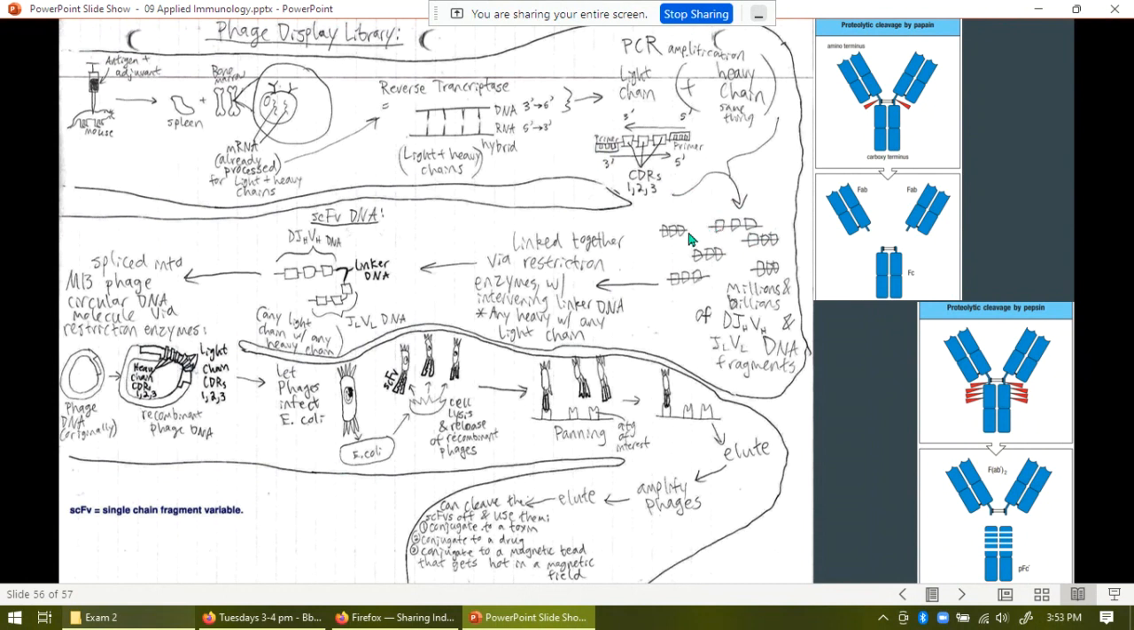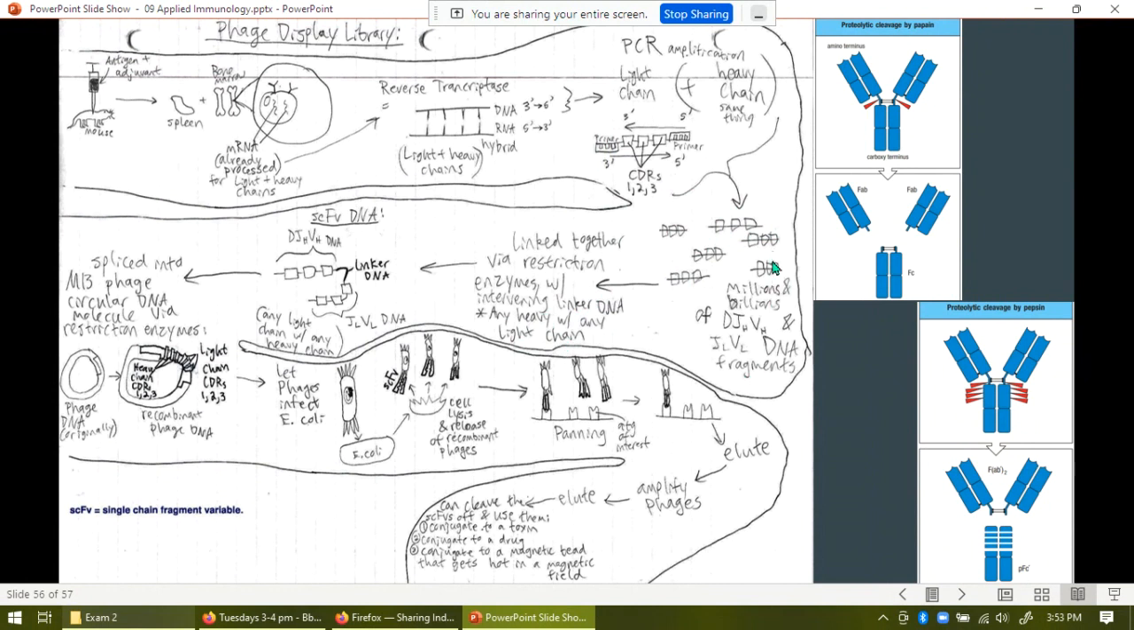You might have done this in another one of your classes. You basically create a sticky end and another sticky end, and then they ligate together, and then you use DNA ligase to link these two molecules together. But you're also going to link them with linker DNA in between the two DNA molecules, okay? So any heavy chain present is going to be linked by a linker DNA fragment with any light chain, okay?